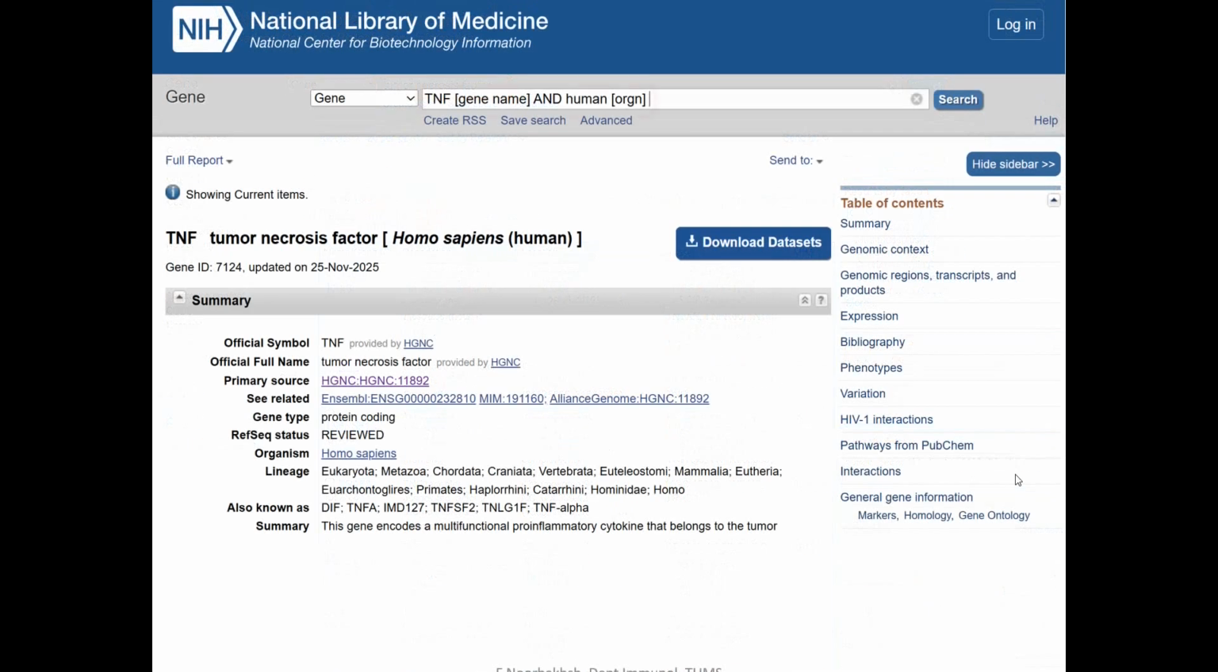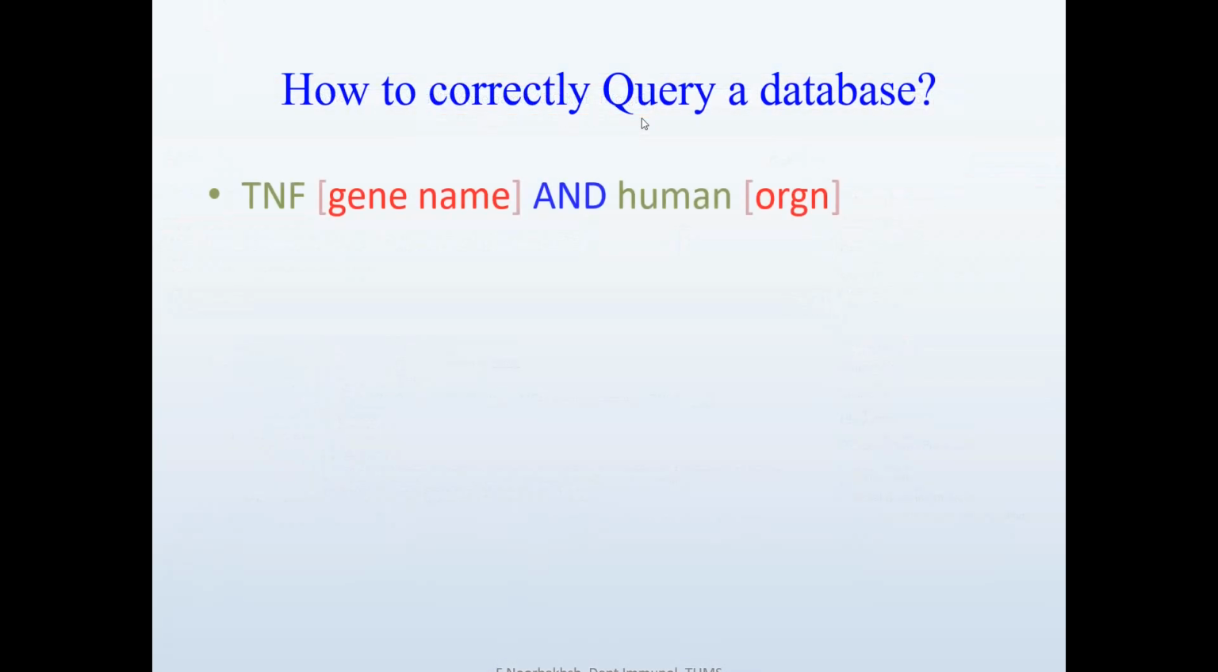So if I want to do a more specific search, this is what I should write. I should write TNF and open square bracket, then write gene name, close square bracket, then an operator which is AND in here. And if I'm looking for human TNF, I would put the name human in here, and again open square bracket, organism, which is abbreviated as ORGN, and close the square bracket. So if I do it that way, I would get only one hit, which is tumor necrosis factor for Homo sapiens. So this is important. So let's open it up.